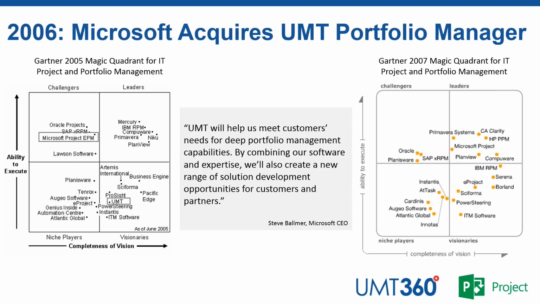And that resulted in 2006 in Microsoft announcing the acquisition of the UMT Portfolio Manager. And Steve Ballmer said at that acquisition, UMT will help us meet customers' needs for deep portfolio management capabilities, and you can read the rest. Now roll the clock on again. Having joined Microsoft, having integrated the top-down portfolio management capabilities, which then became rebranded, known as the Office Project Portfolio Server, with Project Server, they had a toolset that delivered on both sides of the equation, and that resulted in Gartner positioning Microsoft as a leader in the 2007 Magic Quadrant.